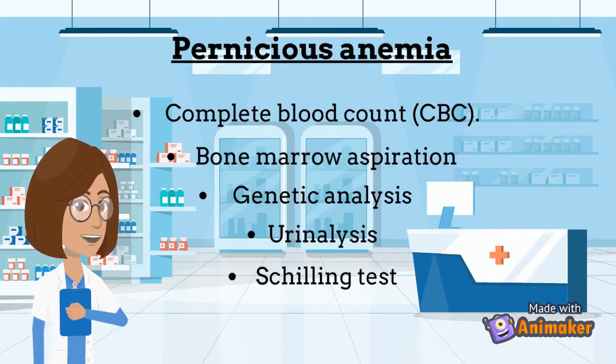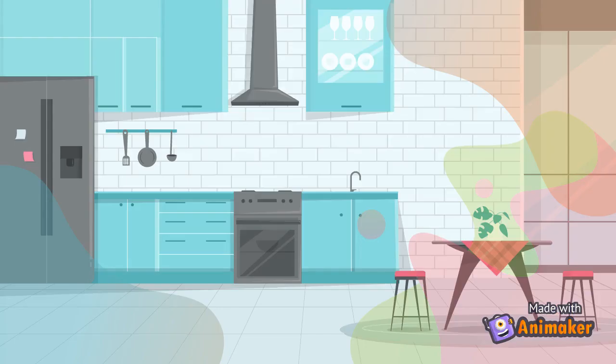The next type is pernicious anemia. The investigations include a complete blood count, CBC, and bone marrow aspiration, which shows erythroid hyperplasia, crowded red bone marrow, with an increased number of megaloblasts but few normal red blood cells. Next are genetic analysis, urinalysis and the Schilling test.